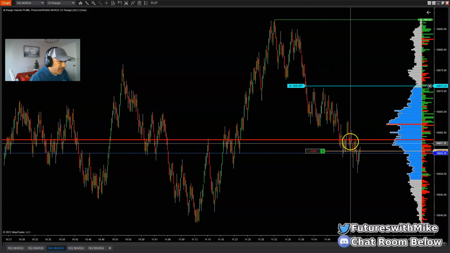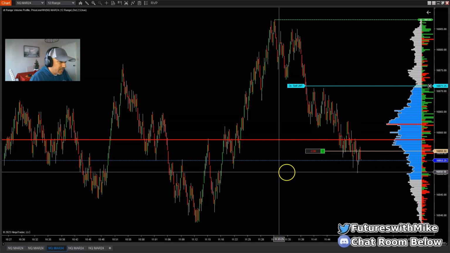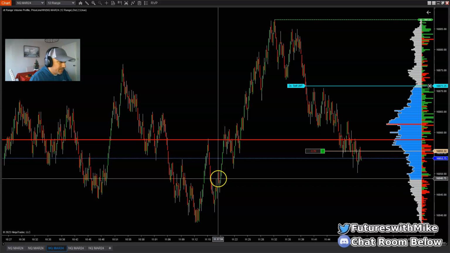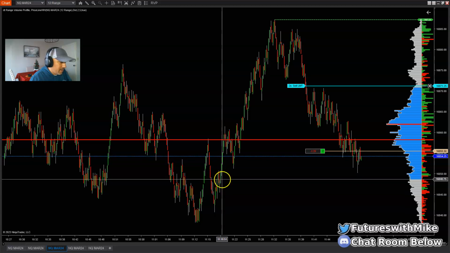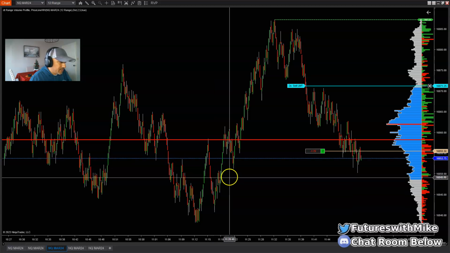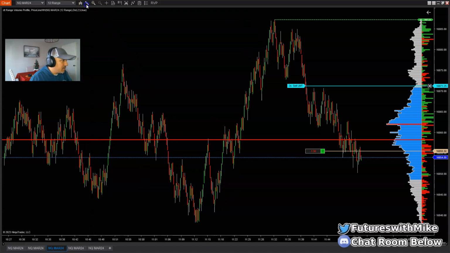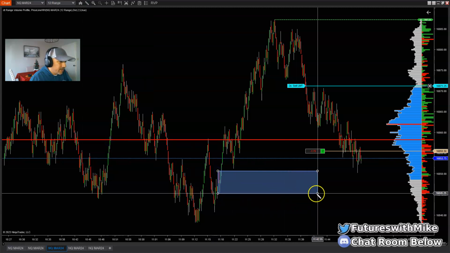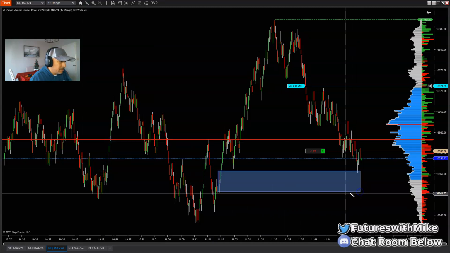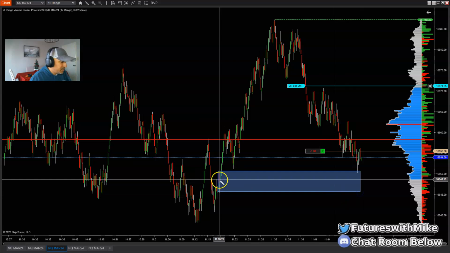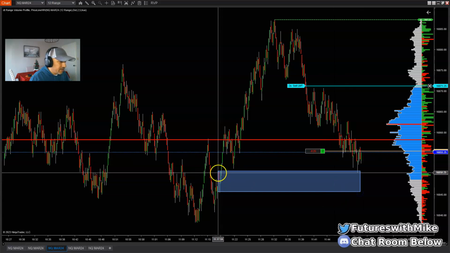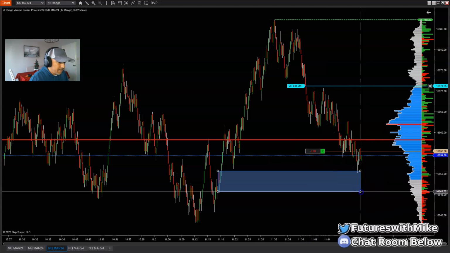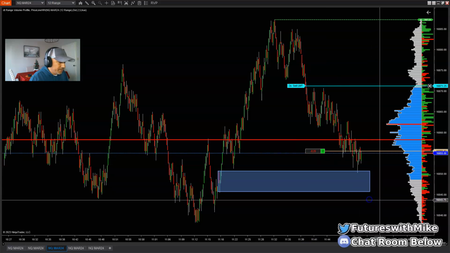Got a little bit of rejection from that area and then it pushed lower, testing this area right here. There's a possibility it could push a little lower, maybe test this imbalance within the zone right here. I'm going to draw the zone out just to be mindful of myself. This area right here is a small imbalance within the zone, an untested area that it just tapped into. So all I'm saying is that it can maybe push a little lower.